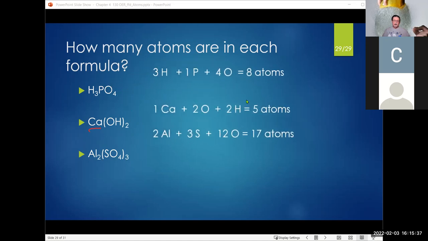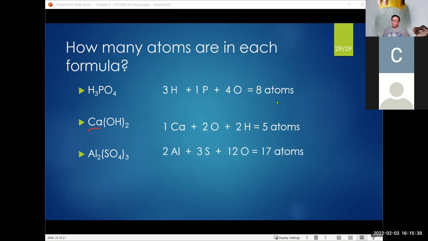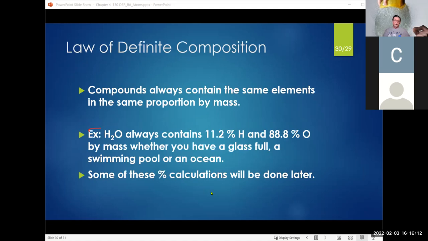All right. So we have a total of eight atoms for phosphoric acid, five atoms for calcium hydroxide, and a total of 17 atoms for aluminum sulfate, okay? So this whole exercise is to be able to identify how many atoms of each, and how many total atoms, are in a particular compound. Eventually, you're going to take that information and be able to calculate and determine the molar mass, which is important, okay?